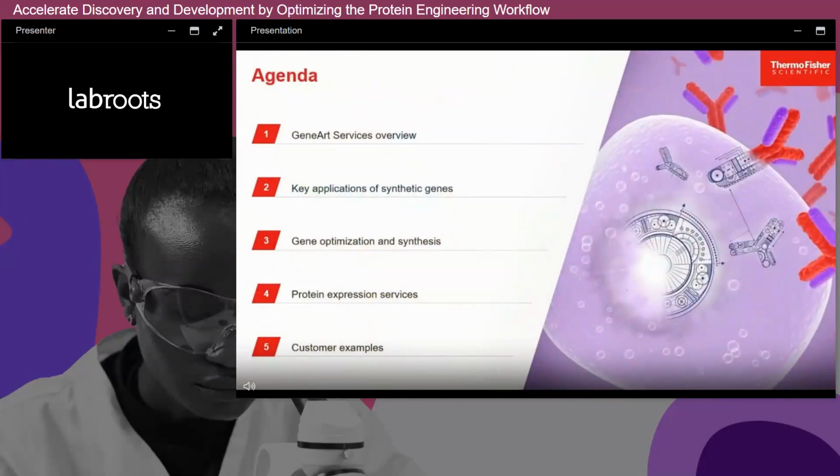Today I'm going to give you an overview of the GeneArt synthesis services, and then talk a little bit about the key applications of synthetic genes. Then I will explain more about our gene optimization and how it works, the proprietary algorithm that we have at GeneArt. And then I will talk about our protein expression services that can facilitate and accelerate your research. At the end, I will explain with some customer examples how we can achieve higher protein yield.